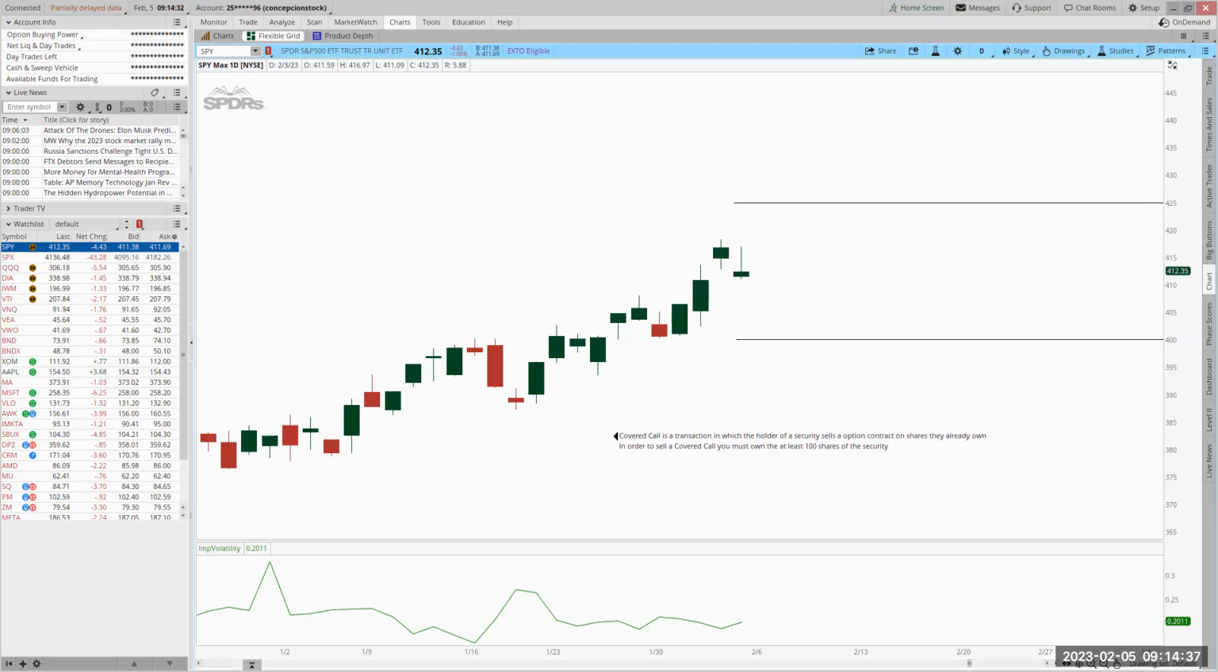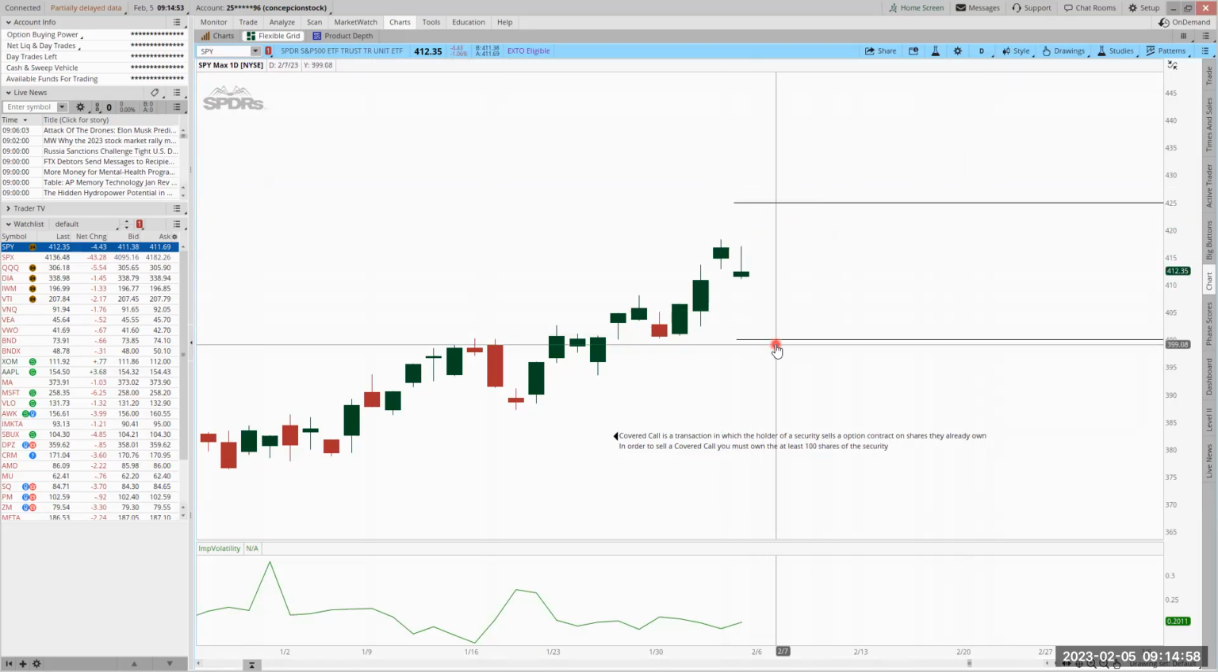Today, I'll be going over how to sell a covered call and what a covered call is. I'll be using the TD Ameritrade platform, and this is a chart of the S&P 500. I'm on a daily chart, and I've pre-selected two price points.